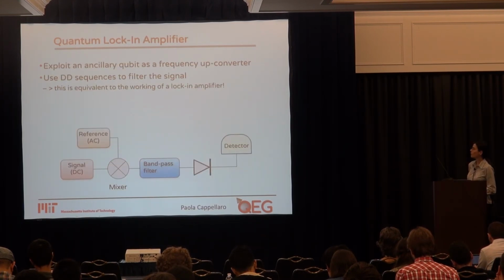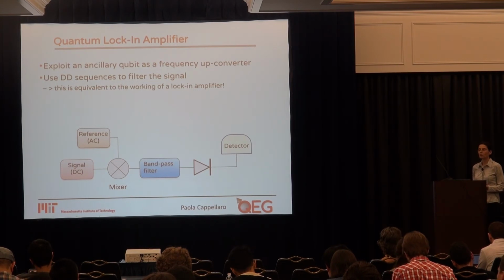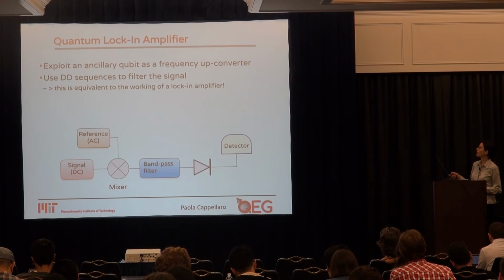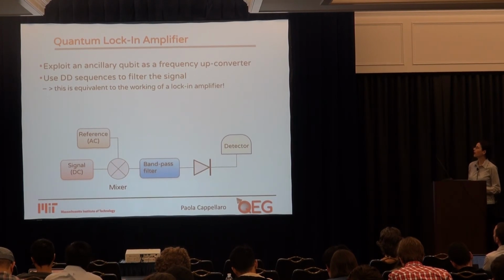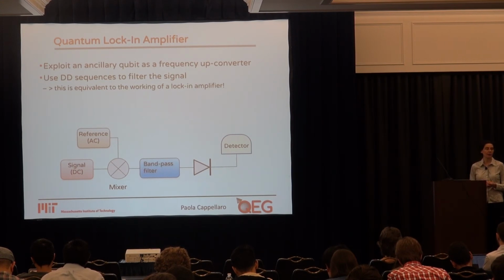And really, what we are trying to do is a two-step protocol. The first step is to exploit an ancillary qubit to upconvert the frequency. And then in the second step, I would apply a dynamical decoupling sequence to filter out the signal from the rest of the environmental noise and also signal noise. This is really equivalent to what people do in classical experiments with a lock-in amplifier.